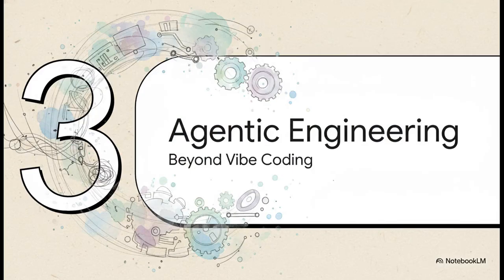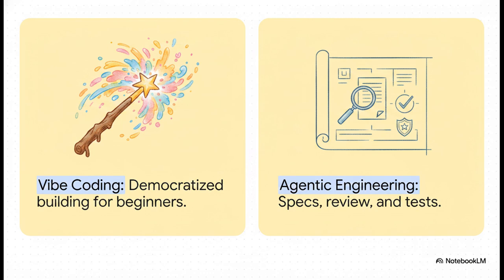Section 3. Real-world Agentic Engineering. Moving beyond the vibe coding hype. Let's transition from what not to build to how true professionals are actually operating right now. We're officially moving past the vibe coding era. Look, vibe coding was great. It completely democratized building and lowered the barrier to entry for beginners. But our expert engineer made it super clear that real professionals rely on something else, agentic engineering.